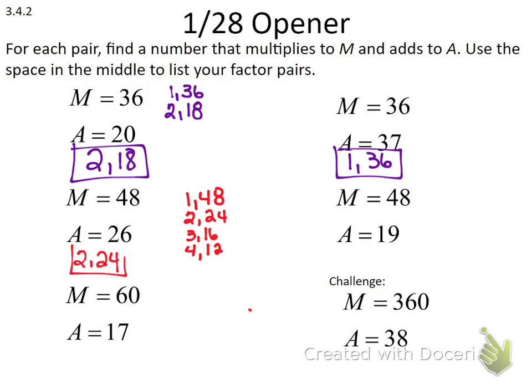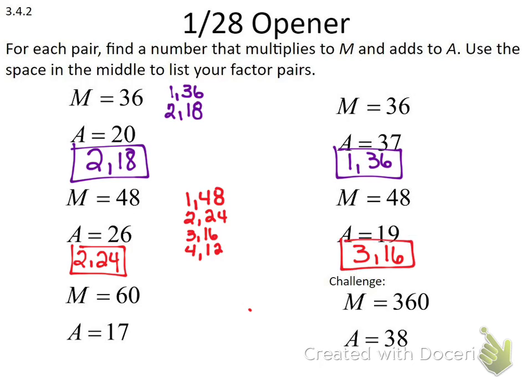Okay. Now let's look over on my right side. All these numbers I can multiply together to get 48. Do any of them then add together to equal 19? Yes. 19? What? 3 and 16. Okay.